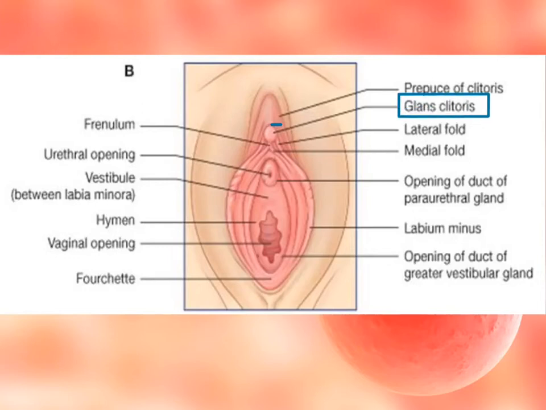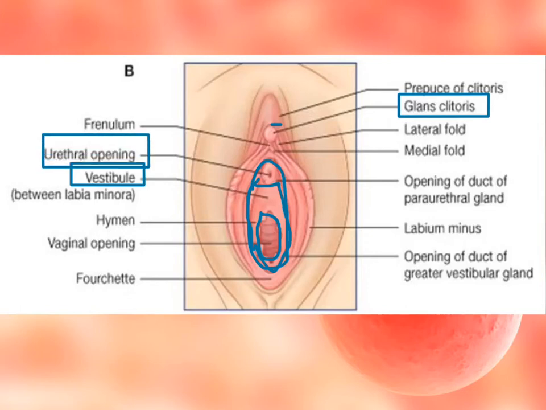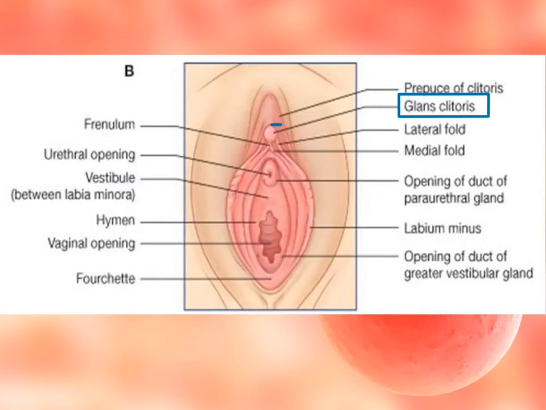Then you have the vestibule, which is this entire area all around here, inside the labia majora, and that also contains the urethral opening, which is right here. That's where the urine will come out. And on either side of the vaginal opening will be a duct for the greater vestibular gland or Bartholin's gland, which secretes mucus that reduces friction during sexual intercourse and neutralizes the acid of the vaginal secretions.